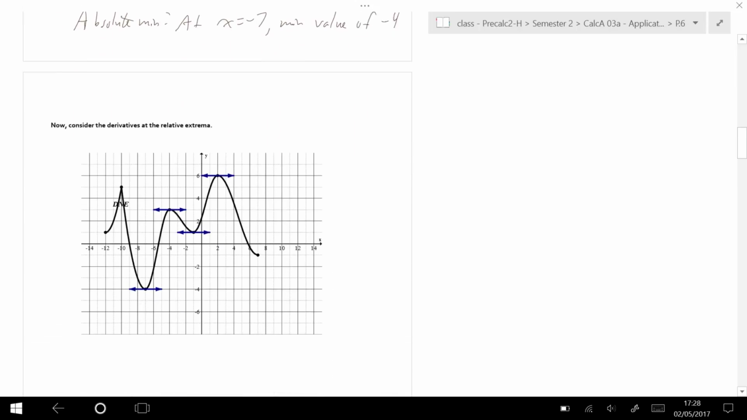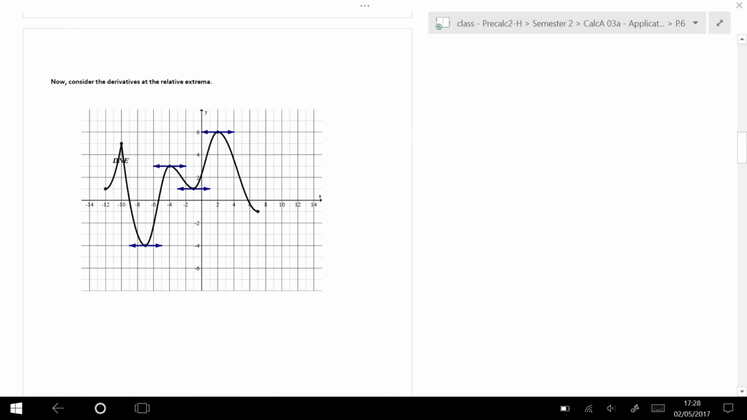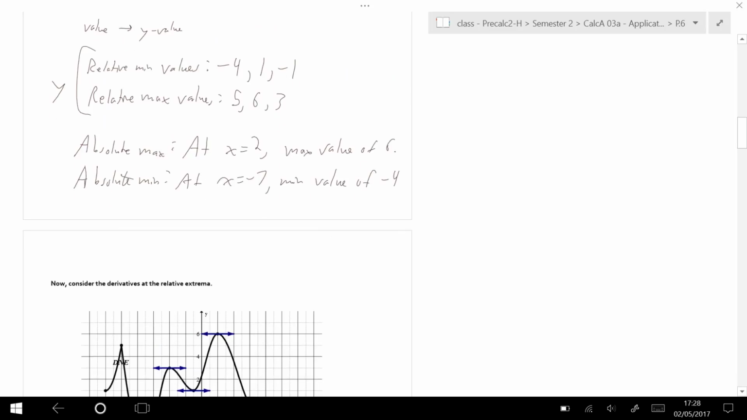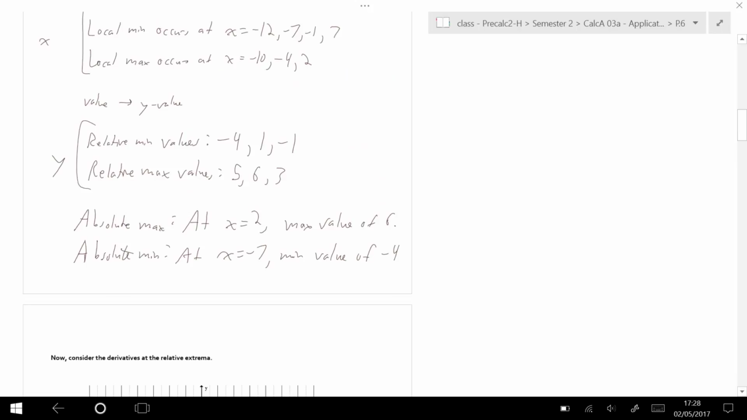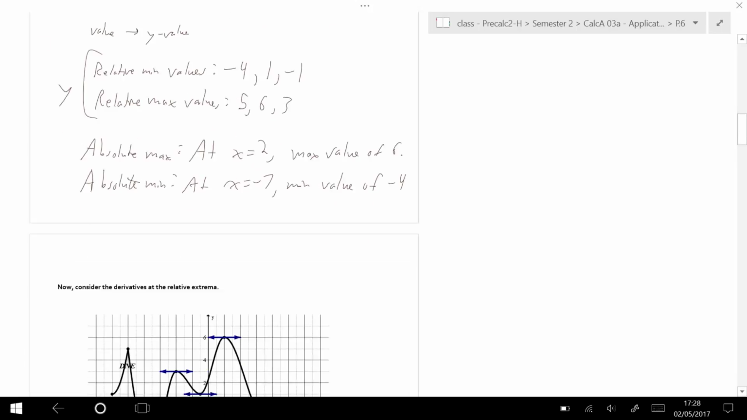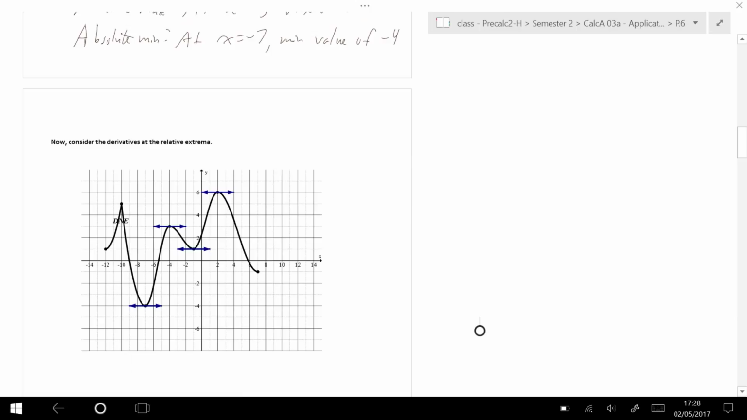Now, let's look at the derivatives at these different places, because sometimes we're given a graph, in which case it's really, really good. We can see from the graph where these things are. But sometimes we're not. So what we're trying to do is characterize where the absolute maxes and mins are of a function if we don't really have the graph.